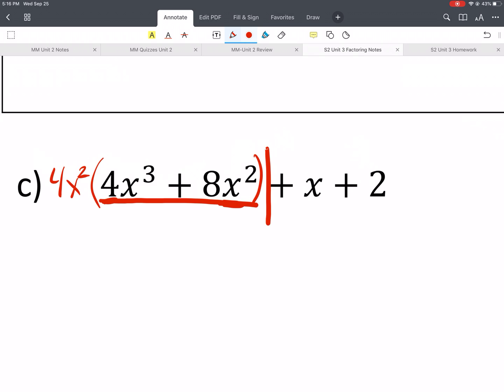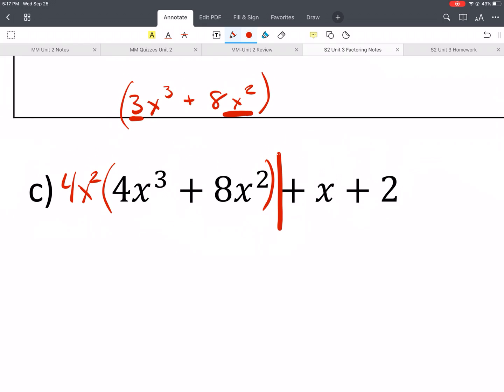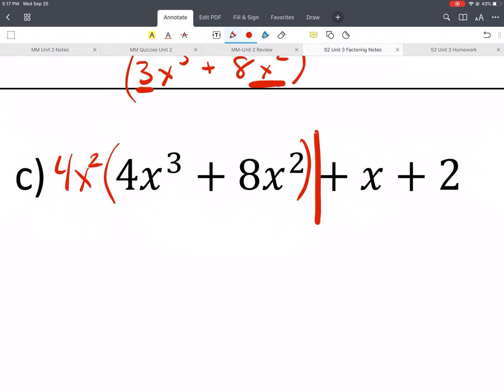And so, like I said, let me give you an example of where the smallest wouldn't necessarily be the GCF. If we had like 3x to the third plus 8x squared, and we had to find the greatest common factor, obviously 3 is the smallest coefficient, but we can't divide 8 by 3. So we can't necessarily always take the smallest as our greatest common factor. But the smallest exponent you can always take out.